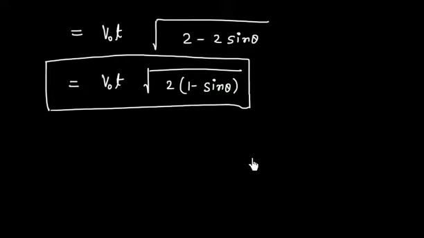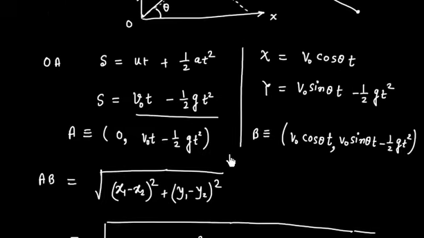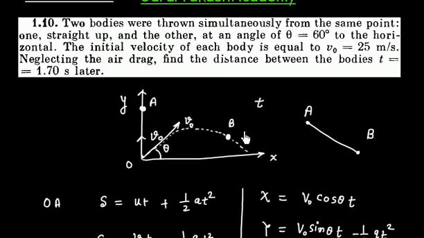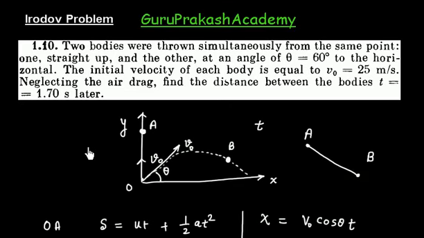So you can plug in the numerical values and then calculate the numerical value. Time is given as 1.7, theta is also given as 60 degrees, and v0 is 25. So you can plug in the values and calculate the actual distance. What is the distance that is coming? The numerical value you can always calculate.